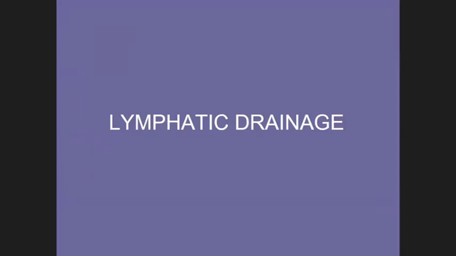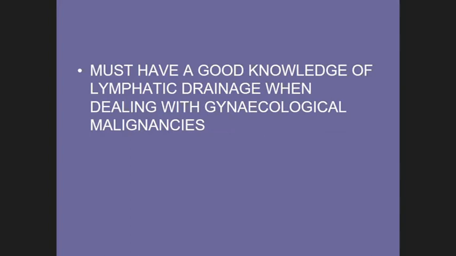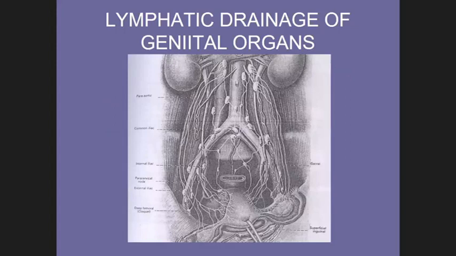It's very important that you have a good knowledge because lymphatics are very important, especially as you are dealing with gynecological malignancies. Right? So, lymphatic drainage of the pelvic organs: you can see internal iliac nodes, then the common iliac nodes, and then the aortic nodes. You can see all that, right? Cervical nodes. So all these pelvic nodes go into the common iliac nodes and then to the aortic nodes. Next diagram.